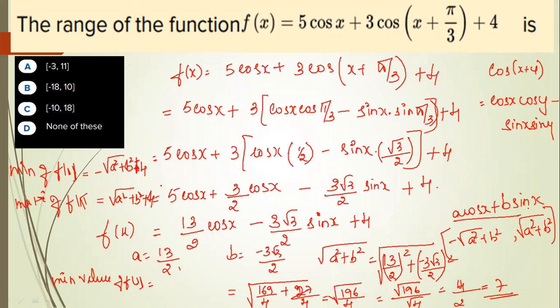Okay, so what should be your answer? A, B, C or D? Which should be your answer? Minimum is -3, maximum is 11. So your answer is -3, 11. Since you know that the range of a cos x plus b sin x is in this form, this is how you use the trick.